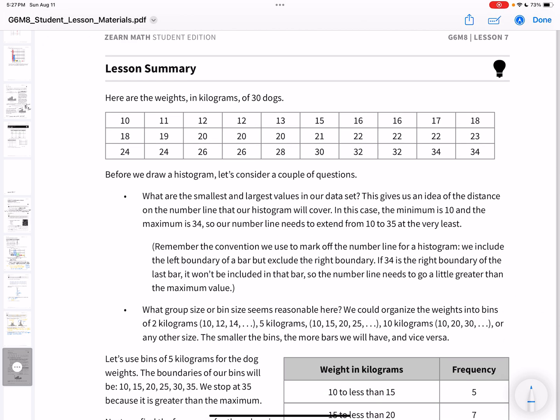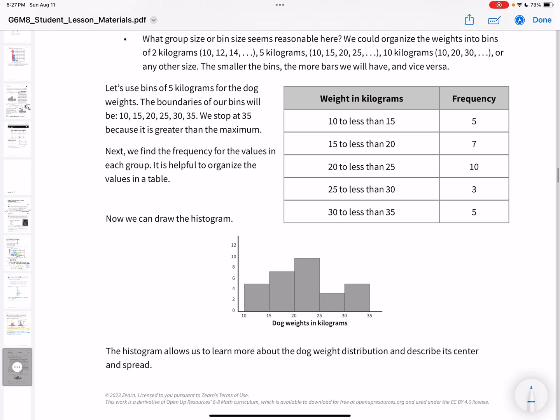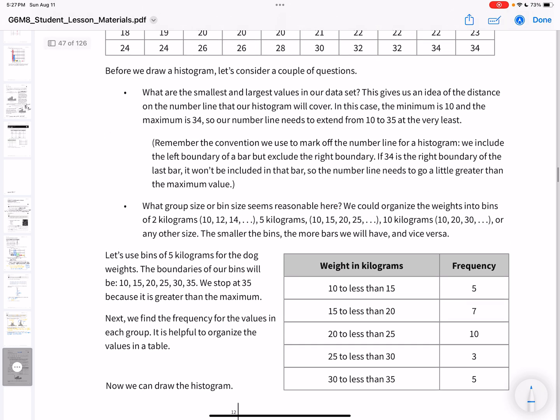All right, so we've talked about a lot today. We've talked about histograms, and we've analyzed histograms. We've talked about center, we've talked about spread, and we've got a new term, which is our stem plot, or our stem and leaf plot. Okay? So please review the lesson summary if you need a little more help. Have a good day.